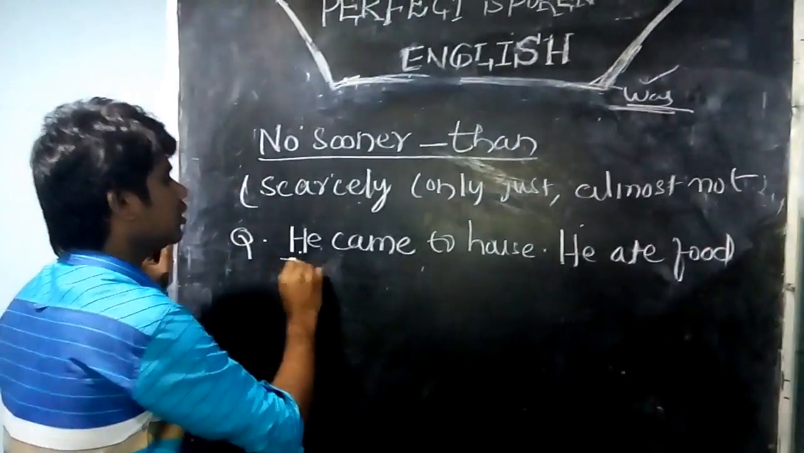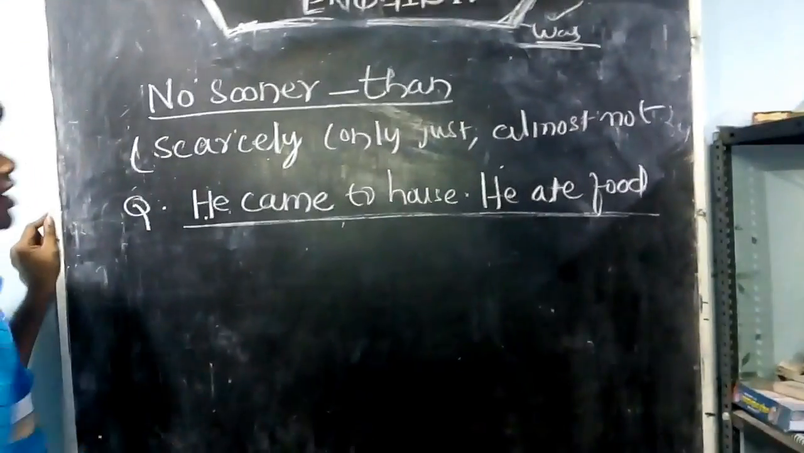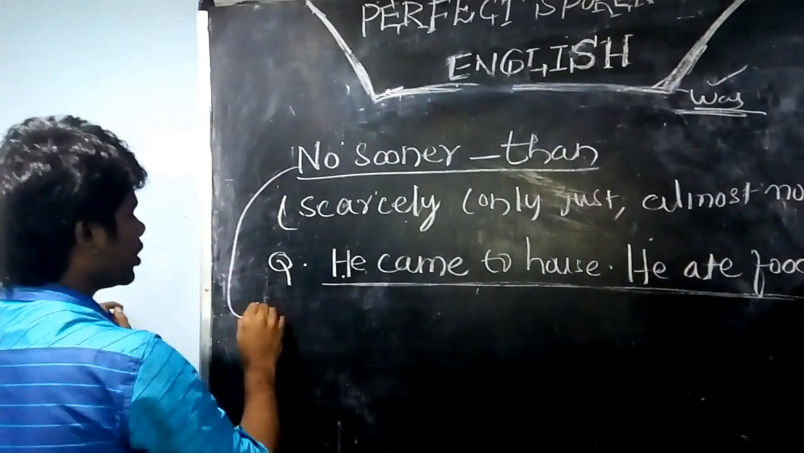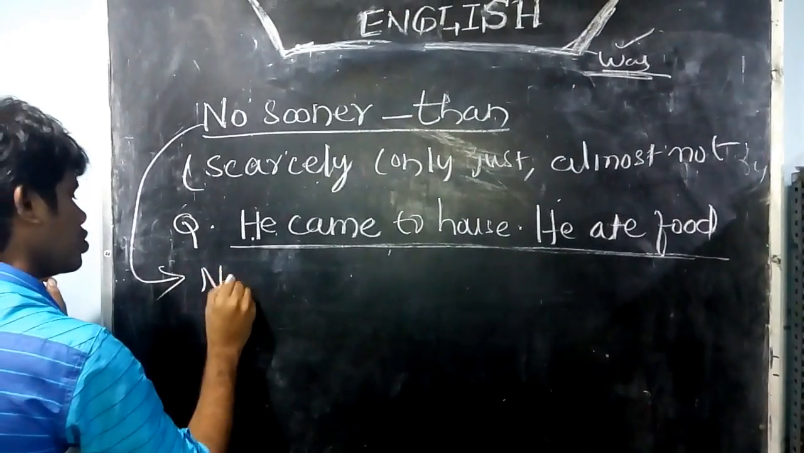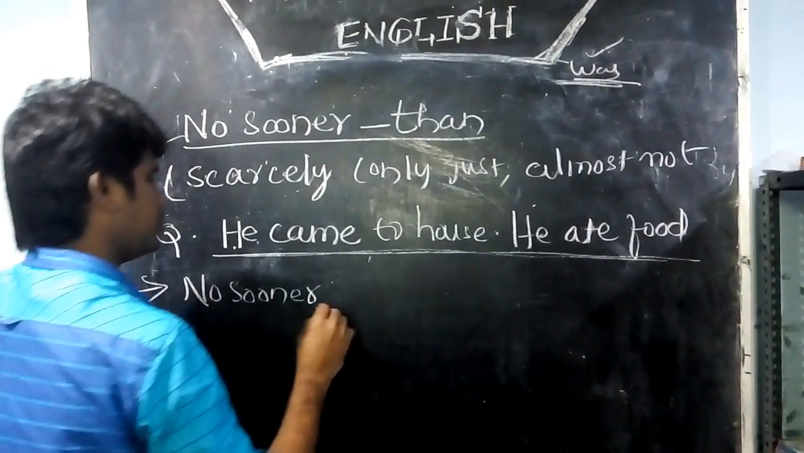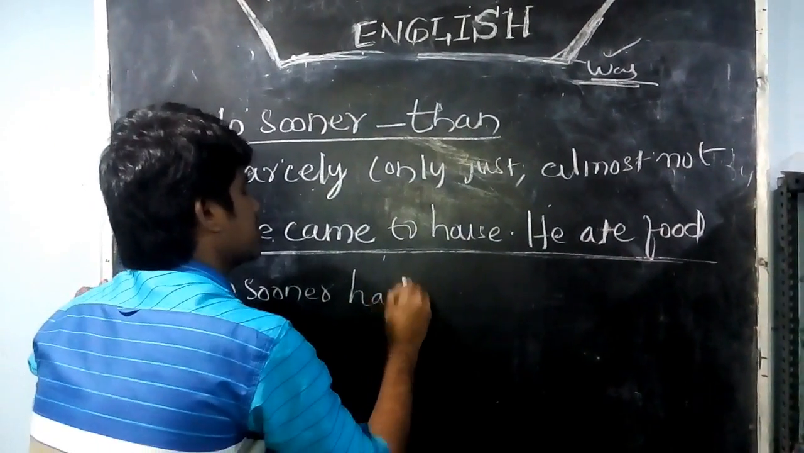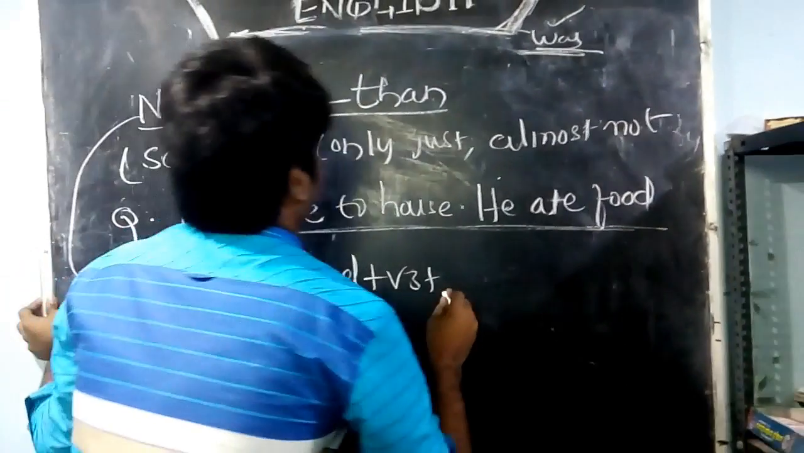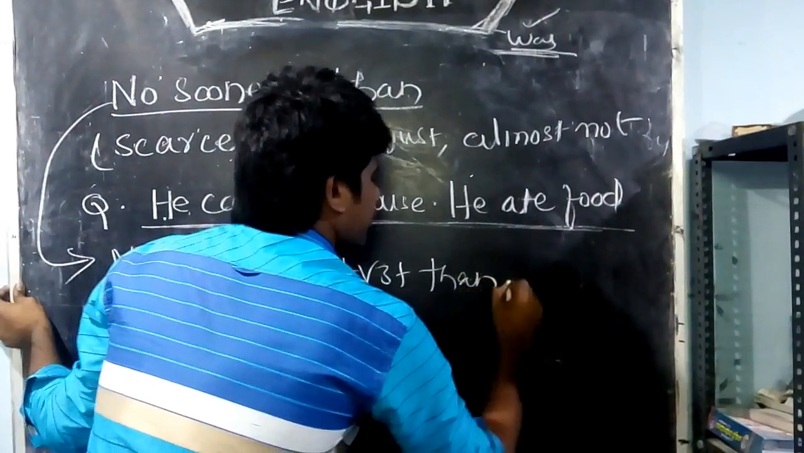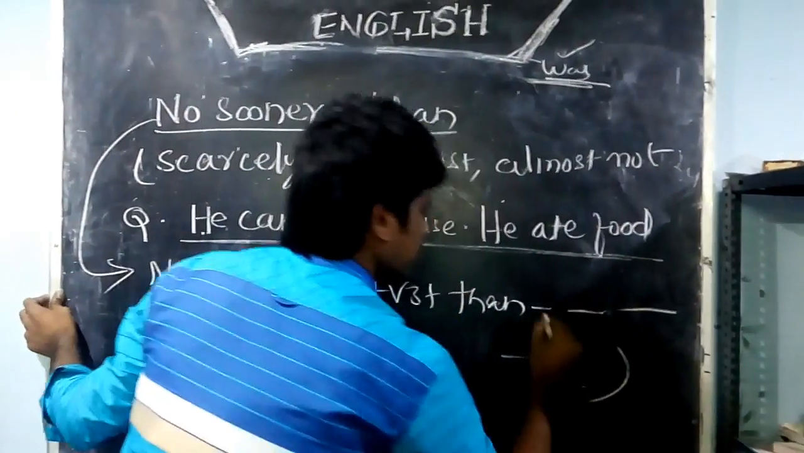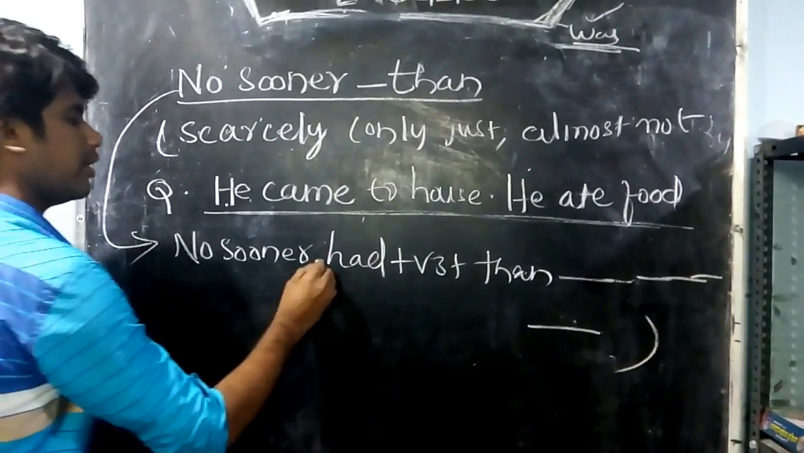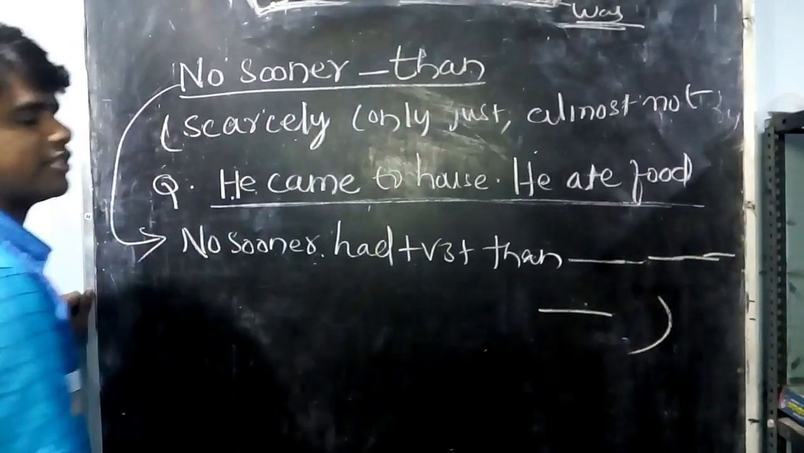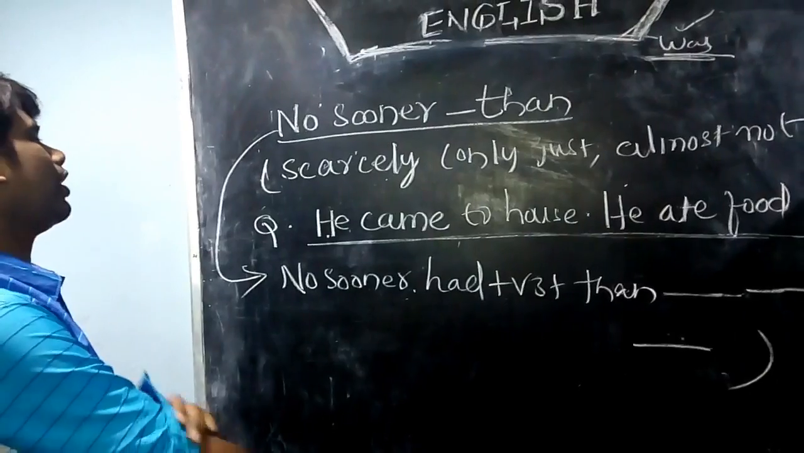So when you are transforming this sentence into no sooner than, let's first know the principle. No sooner had or verb 3 than remaining sentence as it is. So we have to write like this.